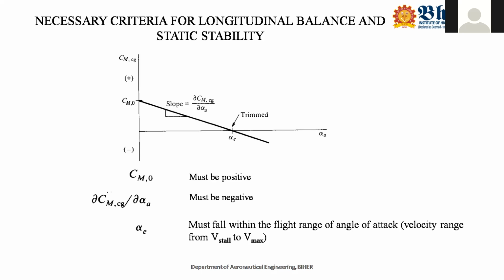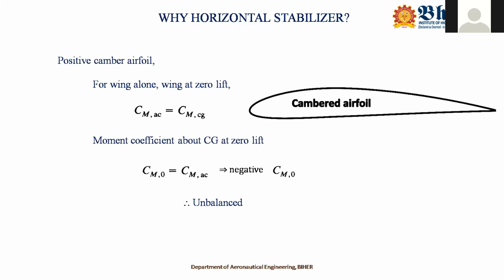So at stall velocity, what about your angle of attack? At maximum angle of attack, your CL is at its maximum. So when CL is maximum, then your velocity reaches the stall velocity. So at the stall velocity, the angle of attack is maximum. When your velocity is maximum, then the angle of attack is small. So like your trimmed angle of attack plays an important role. You have to ensure that it falls within the flight range of angle of attack in order to get a balanced condition. Yes. So that is what about the criteria.